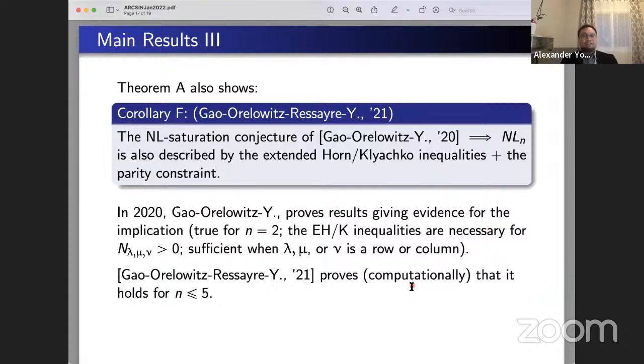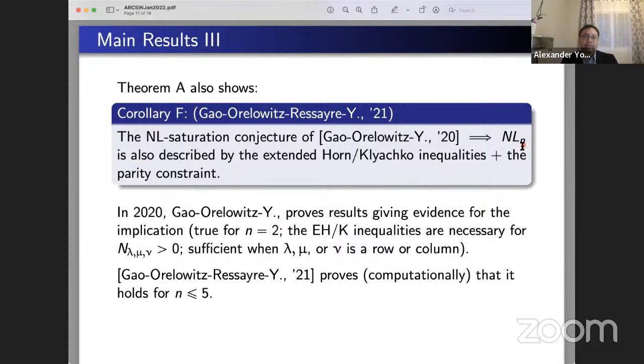Now we don't have everything though, okay? What Corollary F here is saying is that there's more to do. What we can now show is that if the NL saturation conjecture that we had stated one or two years ago was true, then in fact, it's not only true that NL sat is governed by the extended Horn inequalities, but even NL itself, the thing without the extra quantifier, is described by those inequalities. That would be the analog of the Knutson-Tao theorem, and that we don't have.